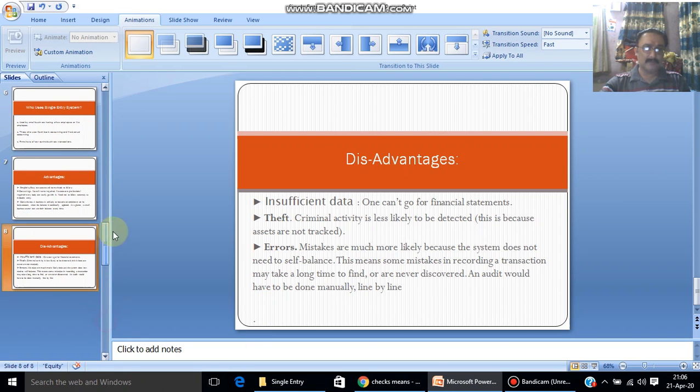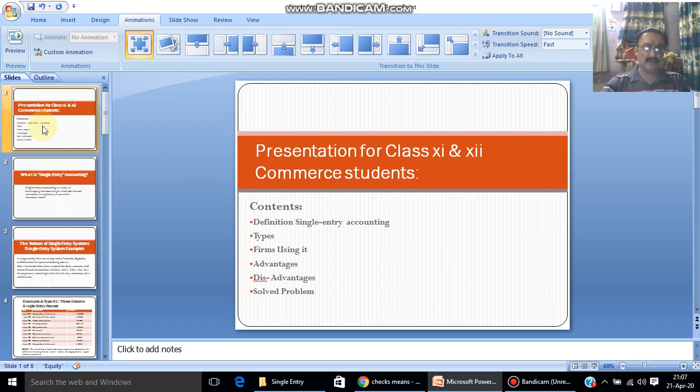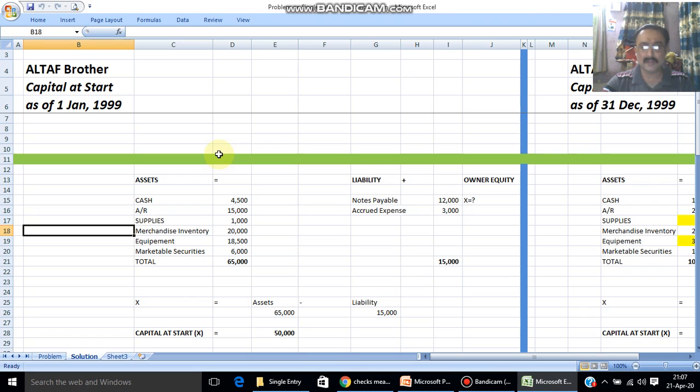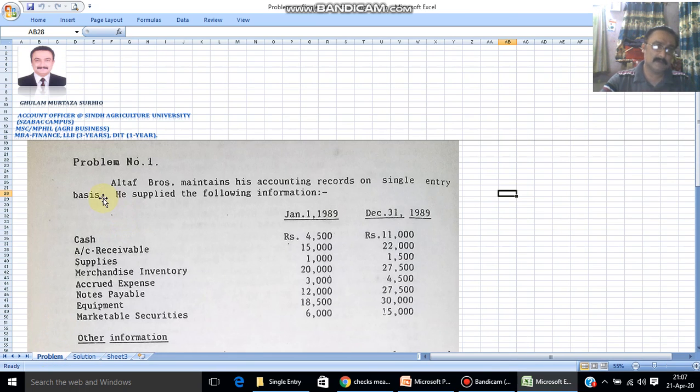And as per my contents, I told you that at the end of this presentation, I would be giving you the lecture on a solved problem regarding the single entry accounting system. So here is the problem regarding single entry. Let's move towards it. I have prepared this accounting problem very comprehensively and tried my level best to let you understand properly. So now, moving towards problem number one.